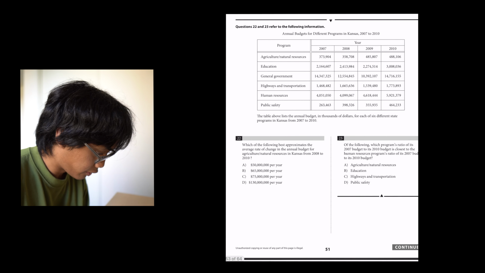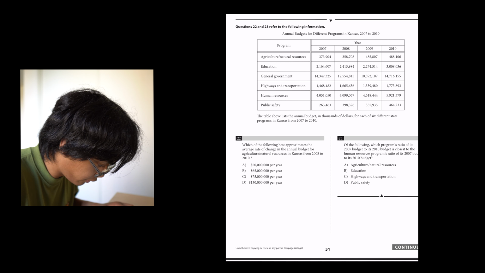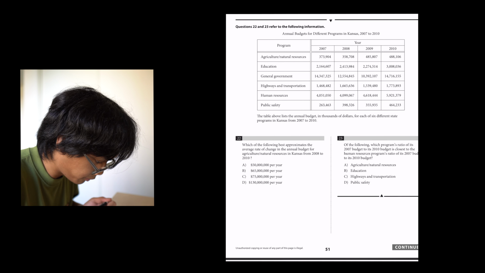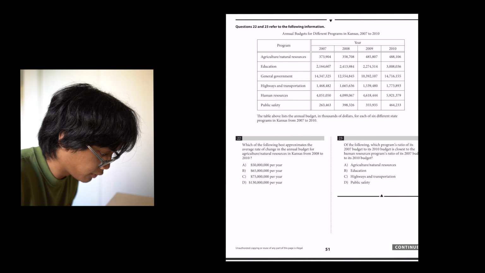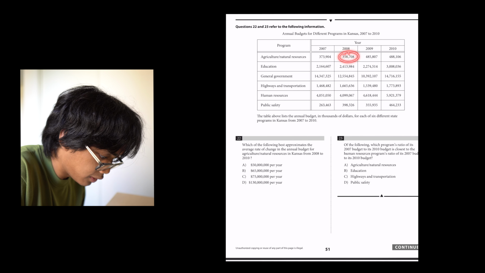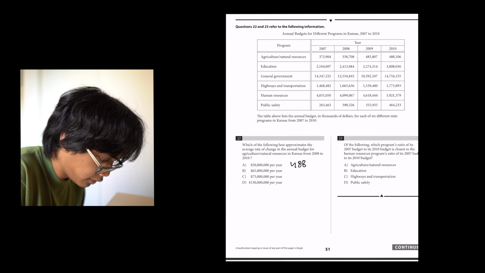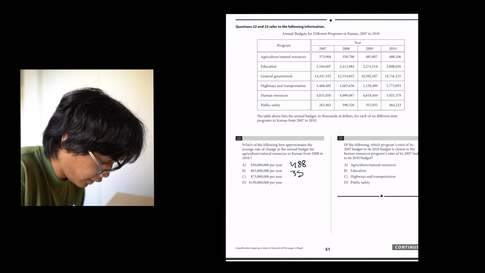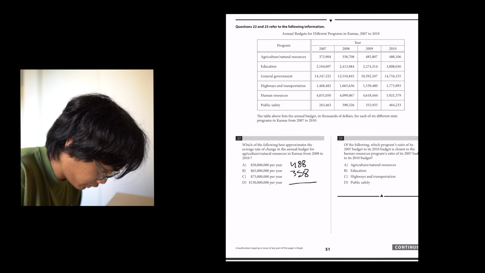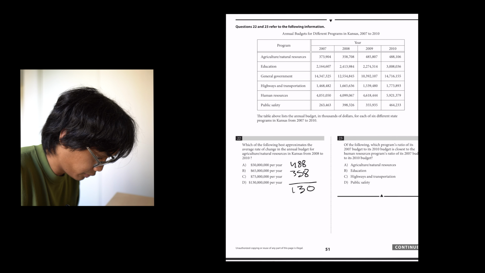22 and 23 are going to look at this graph. All right, 22, best approximates the average rate of change in Kansas from 2008 to 2010 in terms of agriculture and natural resources. So that's here. The change from 2008 to 2010. So we have 448,000 and 358,000. The difference between those two is going to be 130. And then it's over 2 years.